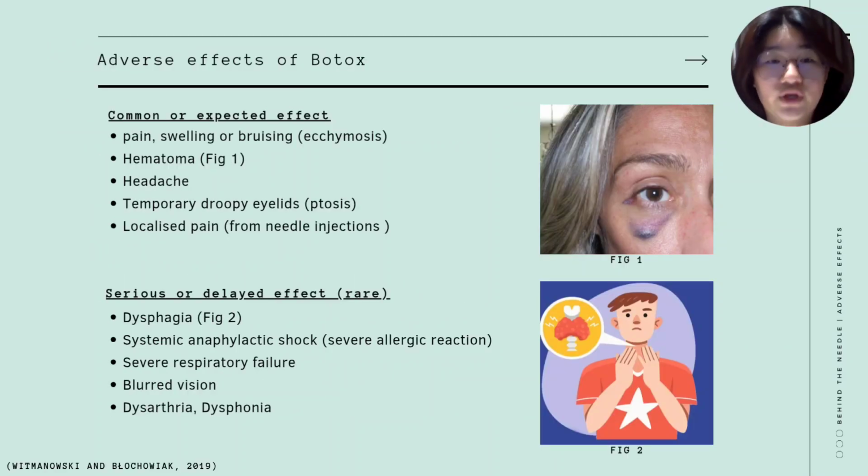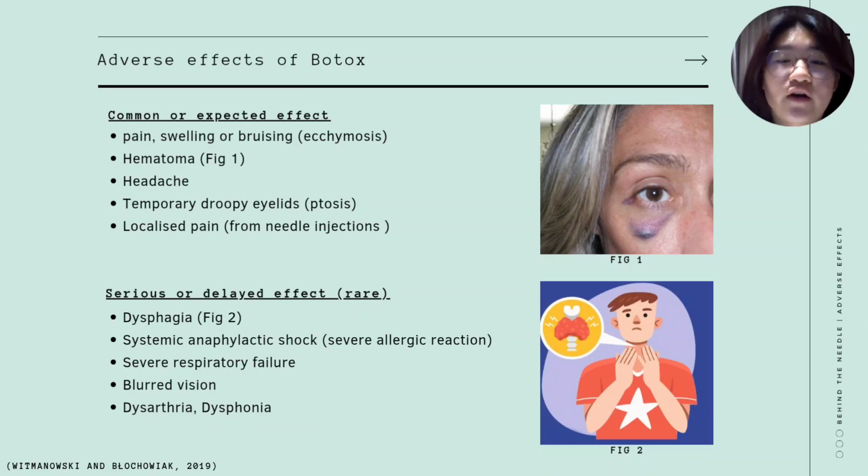Adverse effects of Botox. We have common or expected effects: pain, swelling or bruising, known as ecchymosis, and hematoma, whereby a blood lump forms under the skin from bleeding. You can see this in figure 1. Also headache, temporary droopy eyelids, or localized pain from needle injections.